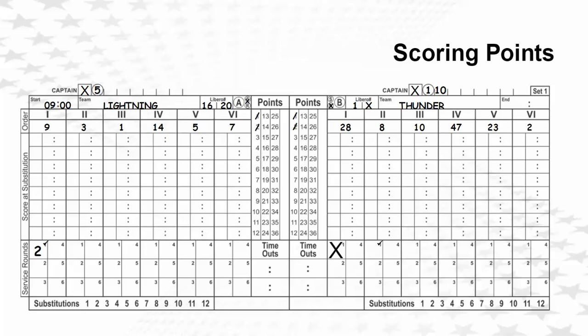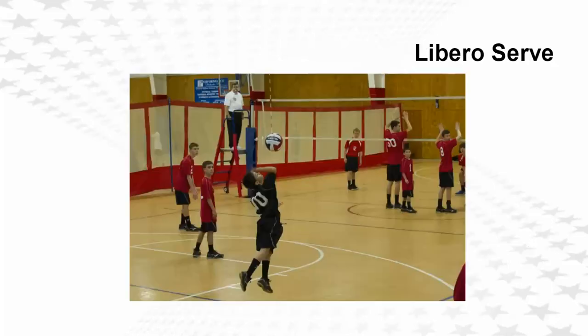It is now the end of Thunder number 8's term of service, so place a 2, Thunder's score according to the points column, in the service round box. And don't forget to slash the next point, 3, in Lightning's points column. When a libero serves, you record things a little bit differently. Let's take a look at how to do this.